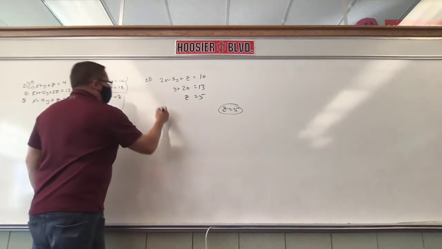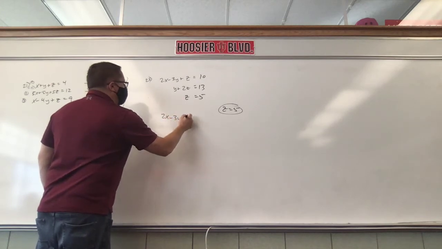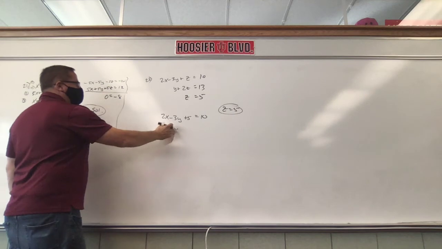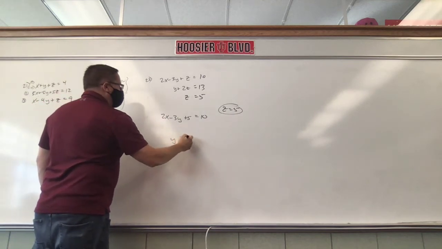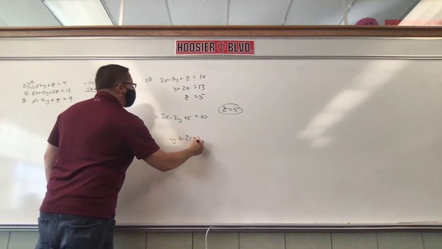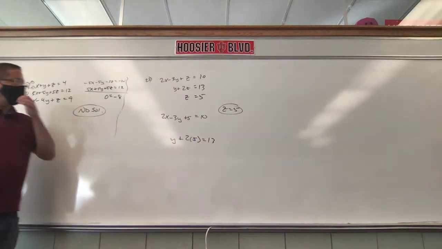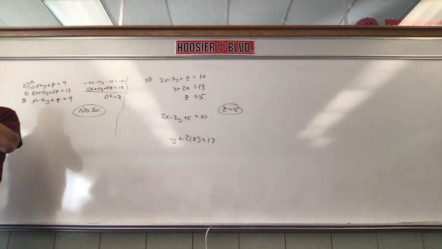Okay, so we have 2x minus 3y plus z is 10. Leave a little space here. Y plus 2 times 5 equals 13. Actually, we didn't even need to plug in the top one yet.